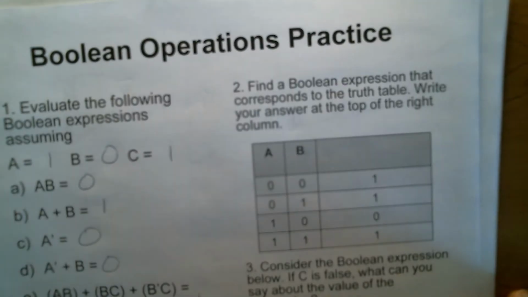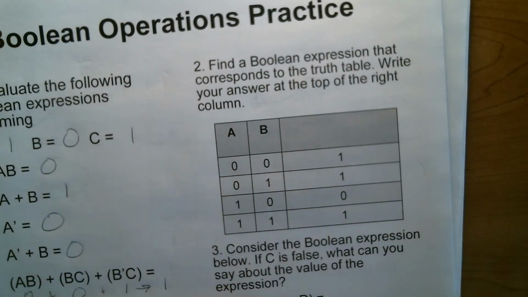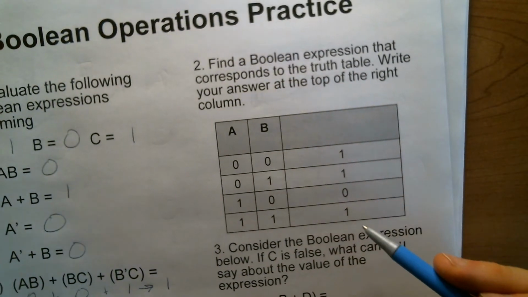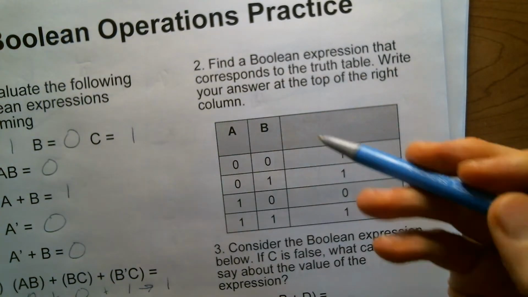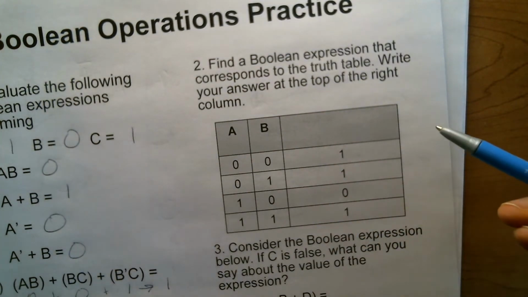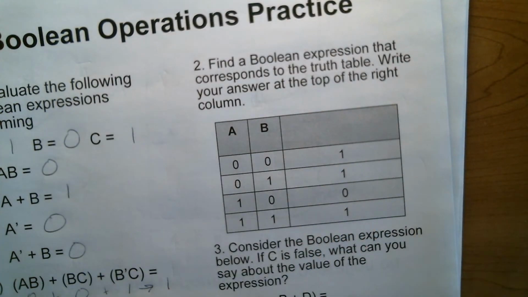All right, 2. Find a Boolean expression that corresponds to the truth table. Write your answer at the top right of the column. So can you think of an expression that will yield this truth table? What combinations of ands, ors, and nots could we combine so that we get a truth table where this is the only one that actually works out to be true? All right, so again, give it some thought and then come back.